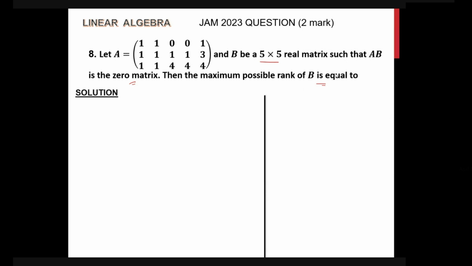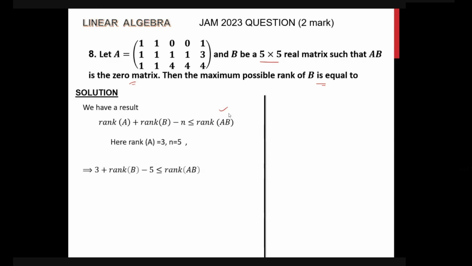Okay, in order to solve this, you have a result. If you know this result, then it's very easy. We know that rank of A plus rank of B minus n is less than or equal to rank of AB, right? Here n is the number of columns. Now, rank of A is equal to 3. Rank of A is equal to 3.